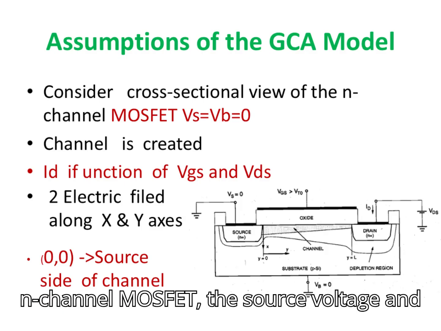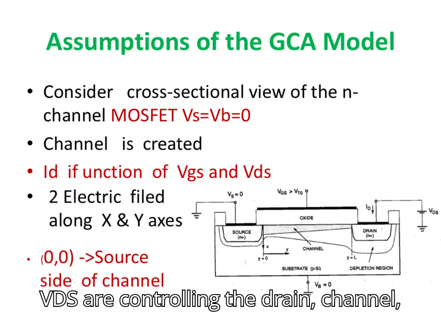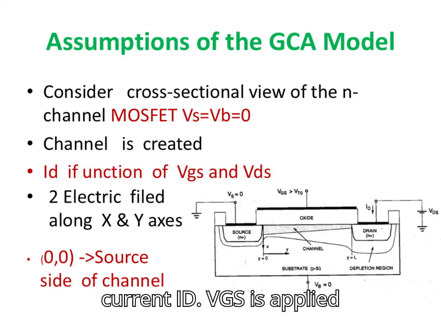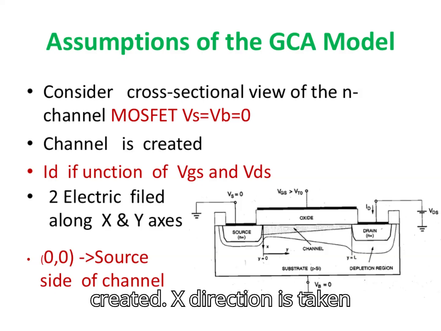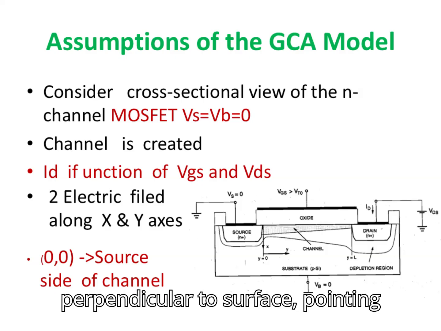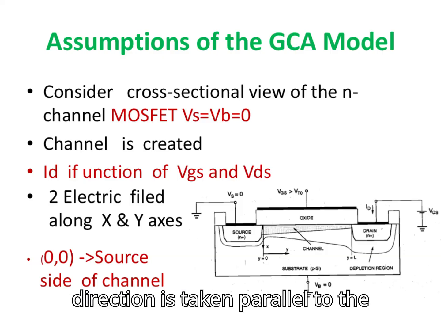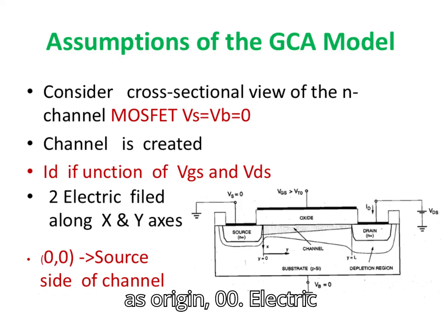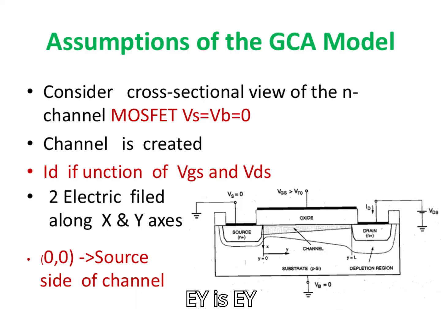Consider the cross-sectional view of the N-channel MOSFET. The source voltage and bulk voltage are 0V. VGS and VDS are controlling the drain, or channel, current ID. VGS is applied greater than VTH so that the channel is created. The X direction is taken perpendicular to the surface, pointing towards the substrate, and the Y direction is taken parallel to the surface. The source side of the channel is taken as the origin, (0, 0). The electric field along the X-axis is EX and along the Y-axis is EY.